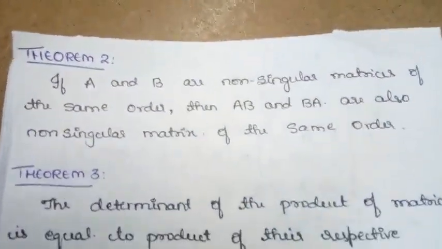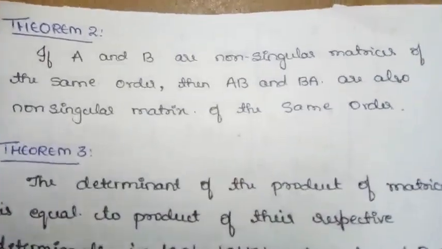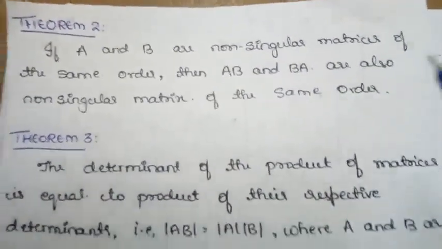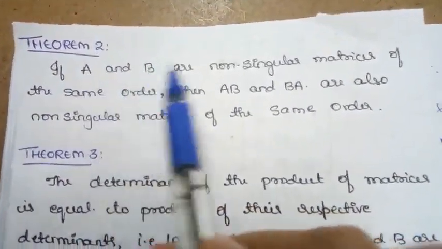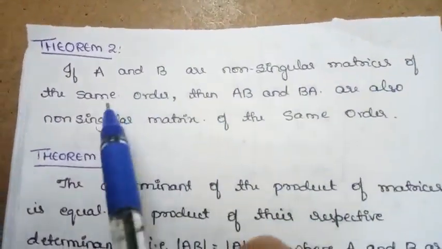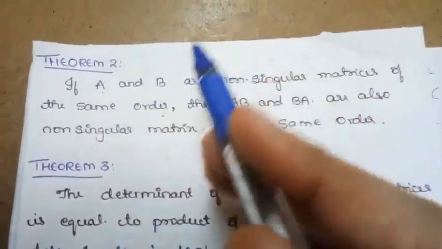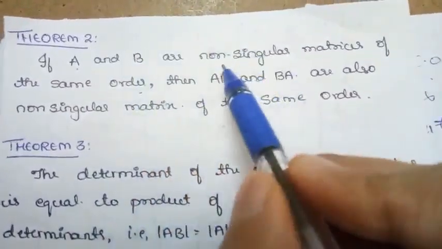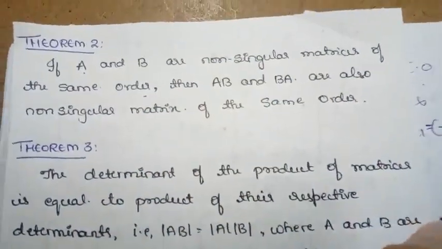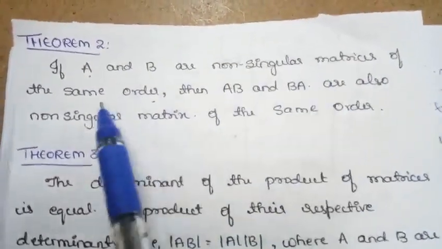Next, theorem 2 and theorem 3. Here we are stating theorem 2 and theorem 3 without proof. We are just understanding the concept of what these theorems are stating. Theorem 2 says if A and B are non-singular matrices of the same order, meaning the determinant value of A is not equal to 0 and the determinant value of B is also not equal to 0. That is what non-singularity of a matrix is saying. So A and B are non-singular matrices of the same order.